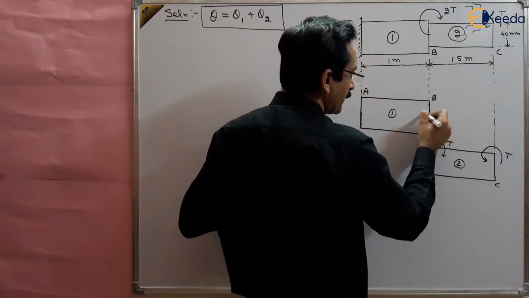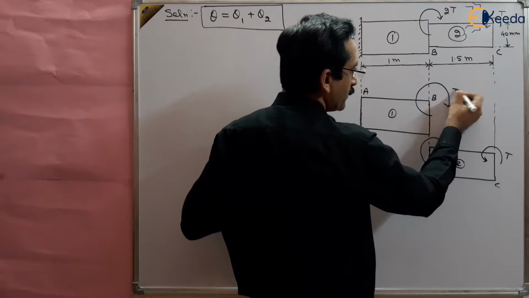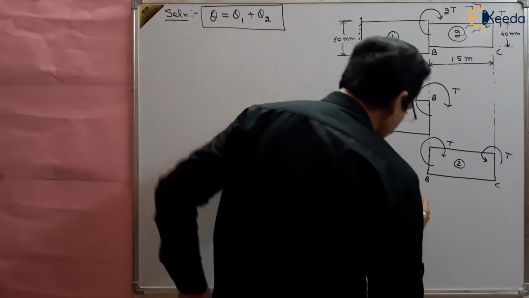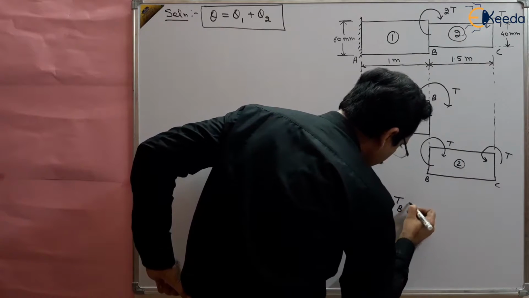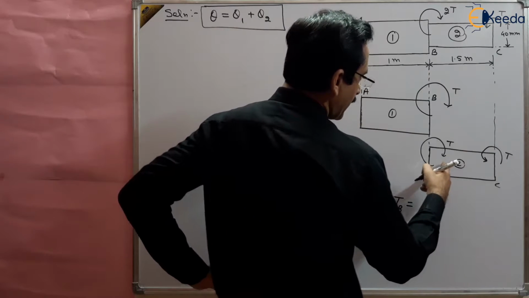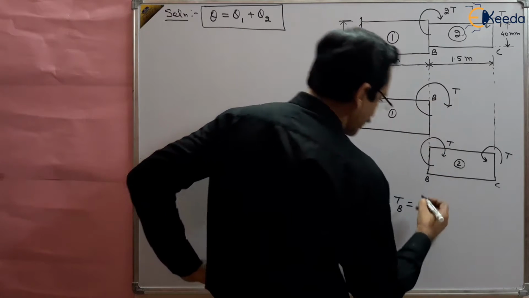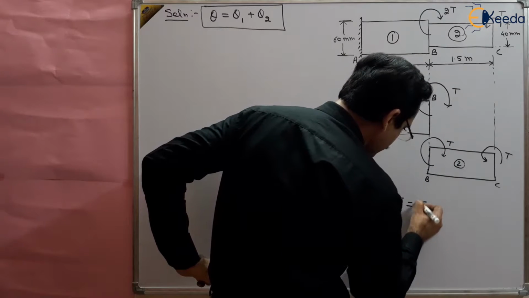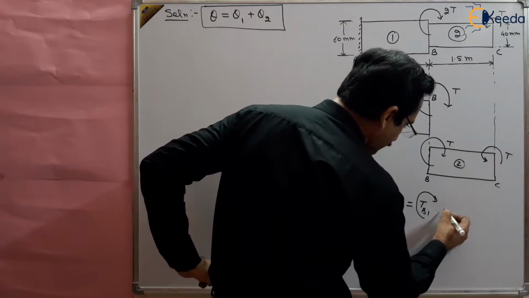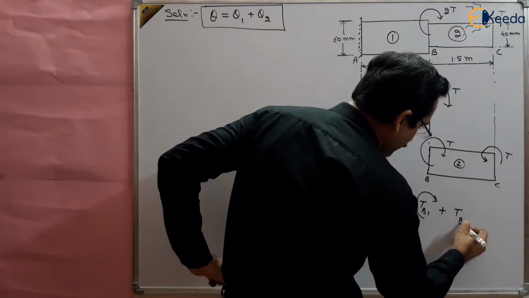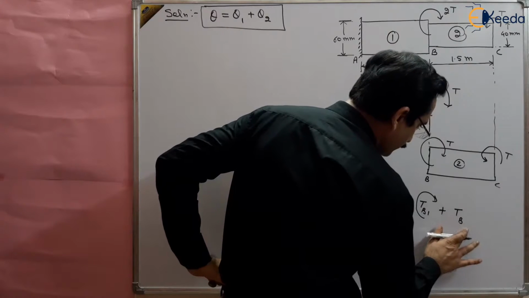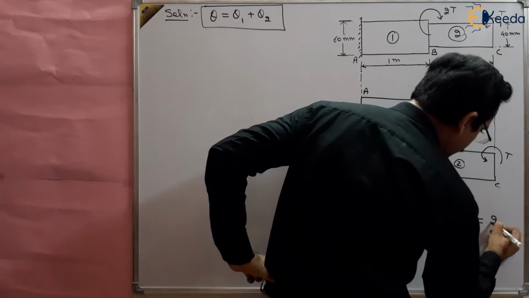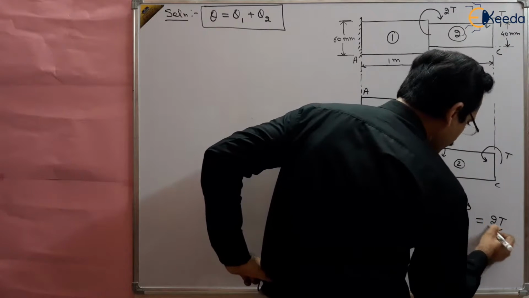So there must be one more T clockwise, so that this T plus this T should be equal to 2T, right? So torque on B should be equal to, we have applied torque on B at 1, this is clockwise, and plus torque on B at 2, that is clockwise, and both are T, and this should be equal to 2T clockwise.